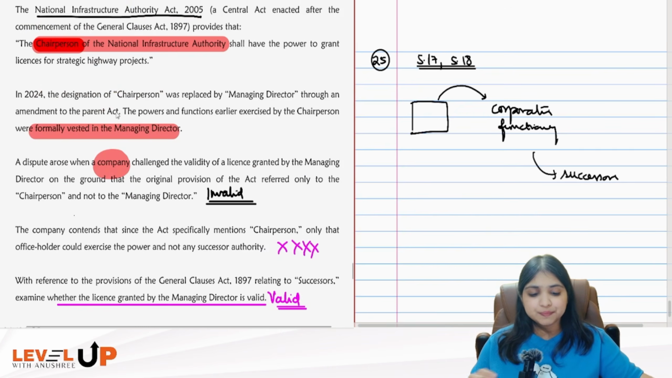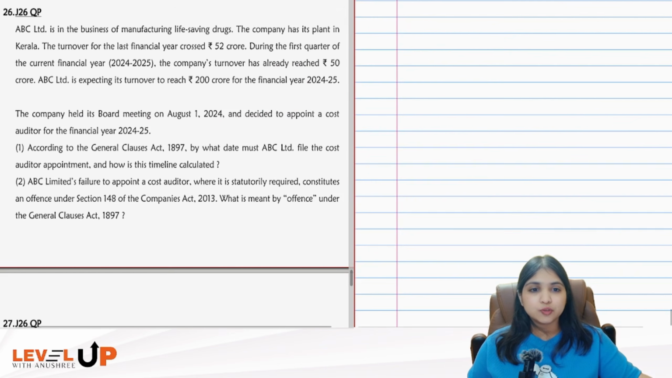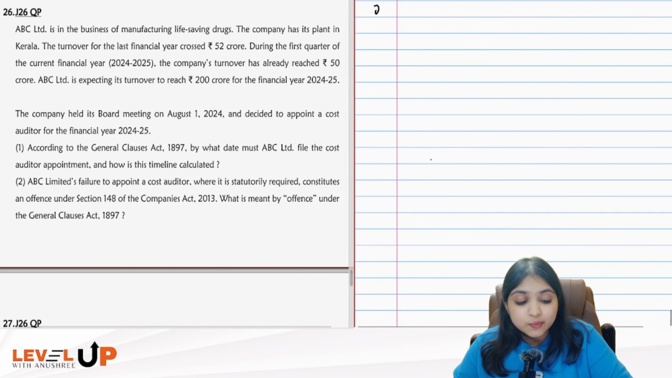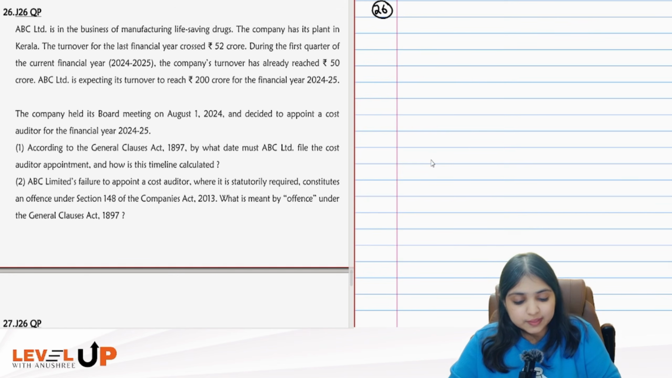Okay, this was simple question number 25, just targeting the successor point. All right, then come to question number 26. Question number 26 is a combination of Companies Act also, General Clauses Act also. Read the question with me.